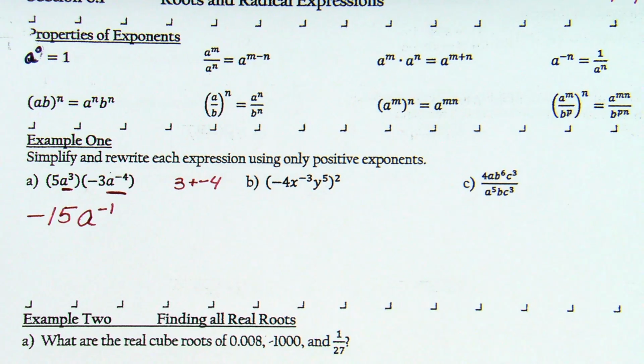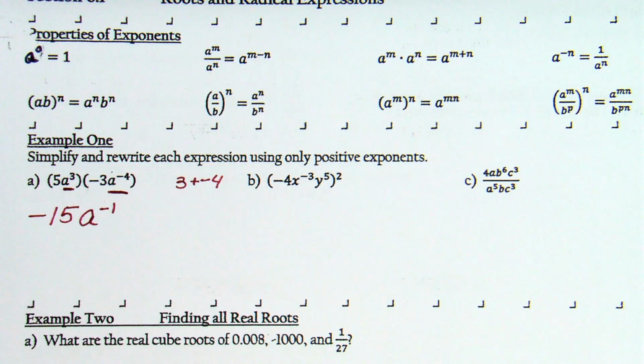Can I be done? No, because I'm not allowed to leave a negative exponent. How do I get rid of a negative exponent? Since it's currently in the numerator, it's just a regular number, it goes to the denominator. So what is it that goes to the denominator? a to the negative 1 goes to the denominator, becomes a to the positive 1. Now, I haven't addressed the negative 15 issue. What are we doing with the negative 15?